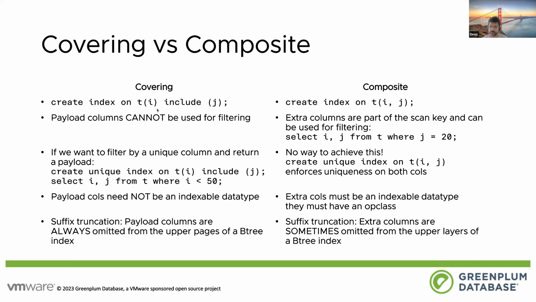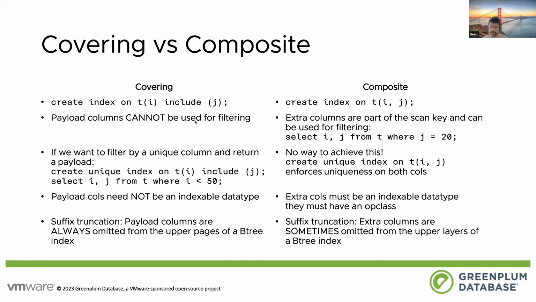Well, if you want flexibility in terms of filtering, like you want things like this: select i, j from T where j is 20. You want to use the extra column as a part of your filter, then a composite index is good. If you are absolutely sure that j is not going to be used for filtering, then and only then should you use a covering index, because in the covering index, j is never going to be able to be used for a filter, right? So that is something to keep in mind.